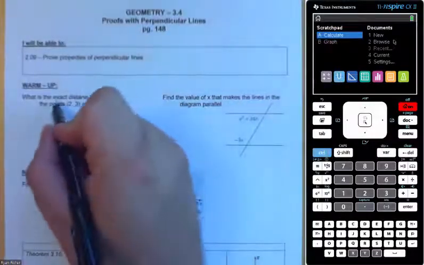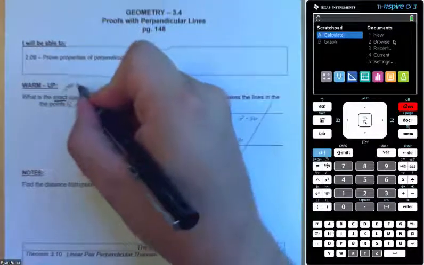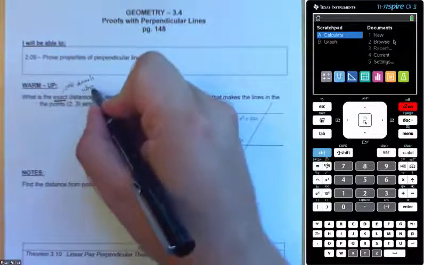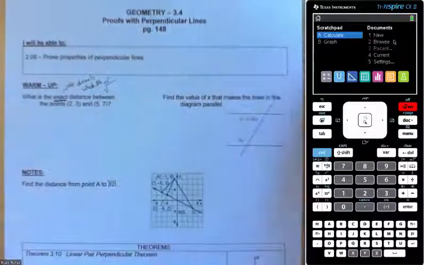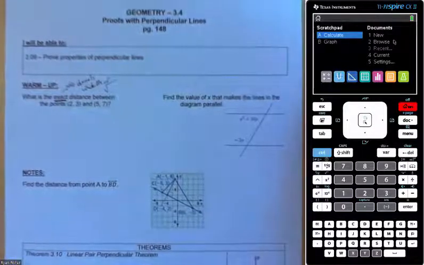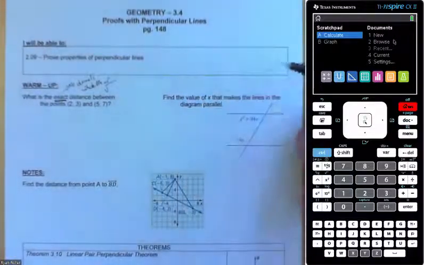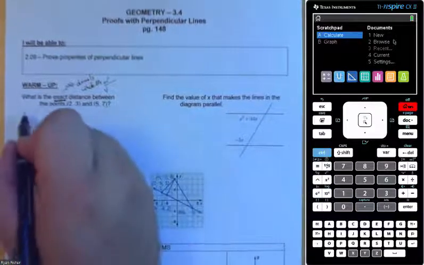Okay, what is the exact distance between these 2 points? Exact, meaning I have no decimals, and more to the point, either whole numbers or a whole number times a square root. So how do you find the distance between 2 points? Well, we have a formula for that. It's called the distance formula. We saw that in our first unit.